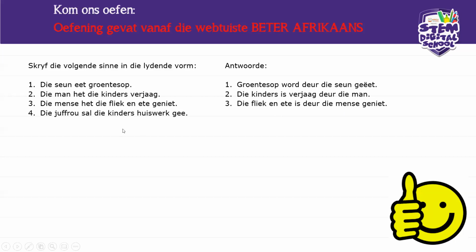Next one. Die juffrou sal die kinders huiswerk gee. Now look at this. This is a sentence in the toekomende tyd. Toekomende, which means I'm going to use "sal". Deur, perhaps "word", and then the GE in front of the verb. Okay, start the sentence with die kinders sal. Start the sentence with die kinders. Yeah, sorry, I'm talking to my dogs.